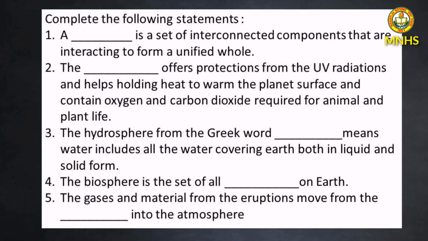Give a sample situation found in your area showing the different interactions of Earth systems. Write your answer in your science journal. To generalize our lesson, complete the following statement. You will be given 30 seconds to answer.